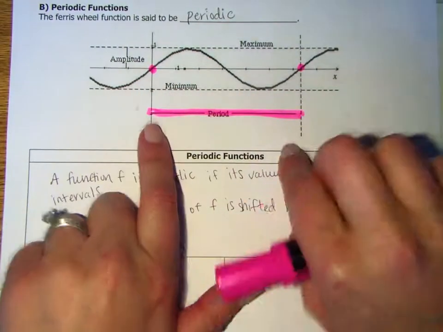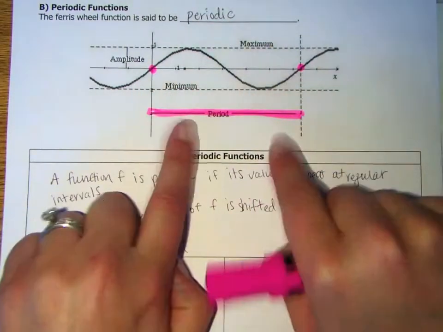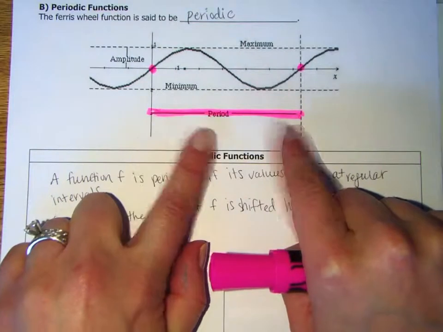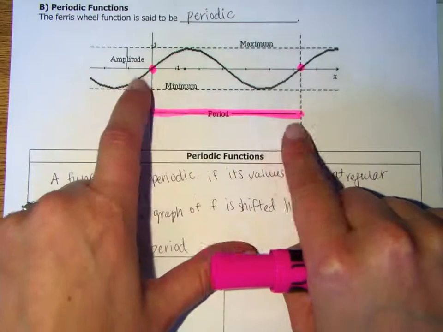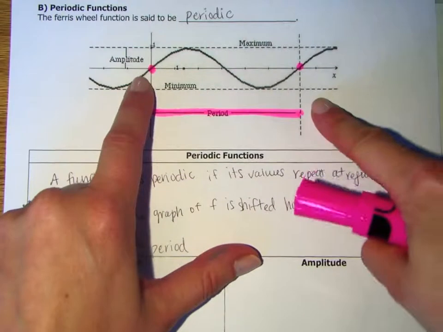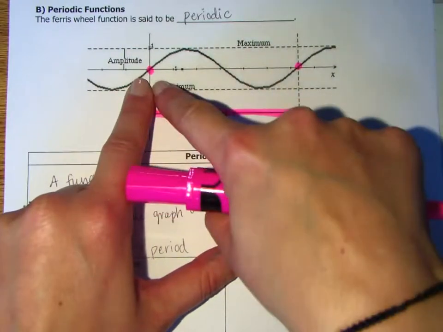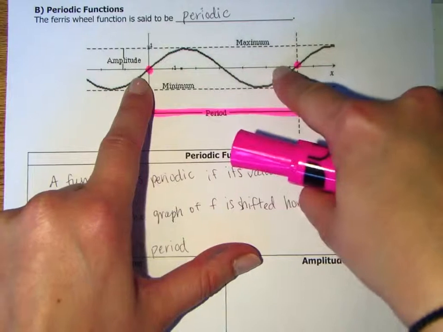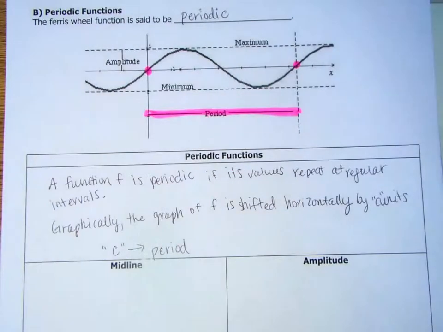This is not labeled that I can really see, so we can't really name exactly what the period is. We'll do that in just a minute. But just understand that the period is the amount of time, if we're looking at a real world situation, it takes to get from that first starting place back to that same point, okay?